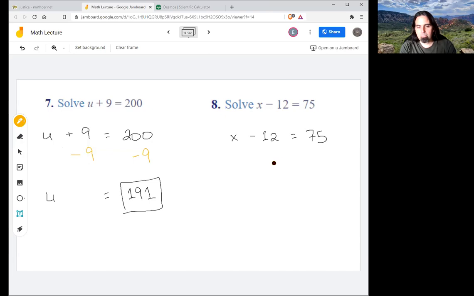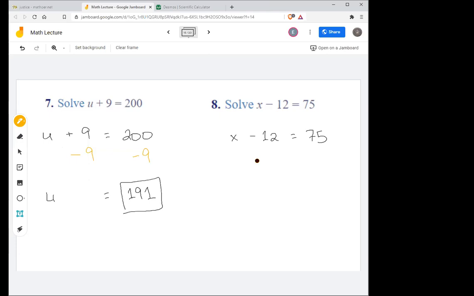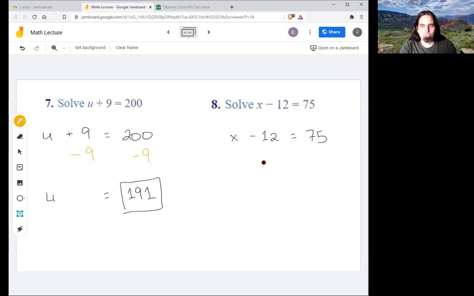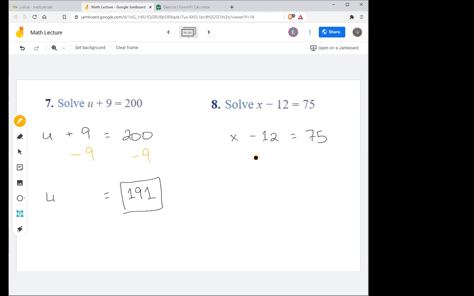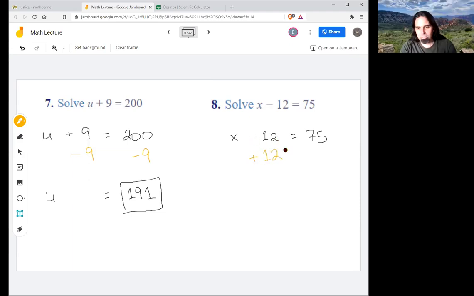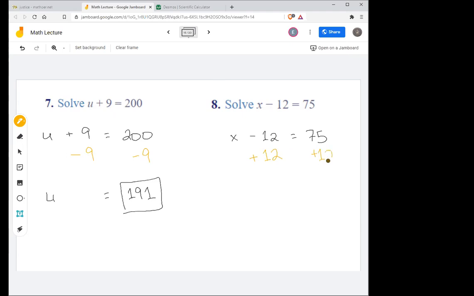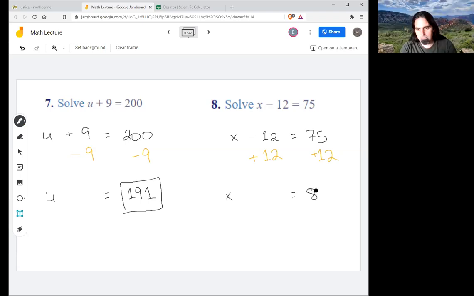How about on number 8? I'll do it if no one else wants to. Okay, I guess it's yours, Brandy. Do you just add 12? Yep, on each side. The opposite of minus 12 is plus 12. And then it would be y or x equals 87. Mm-hmm. Ta-da.